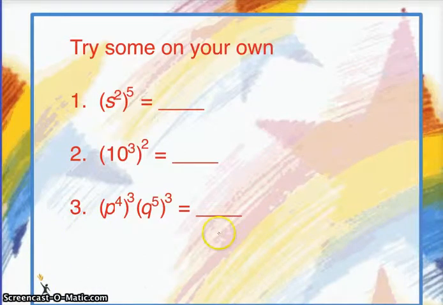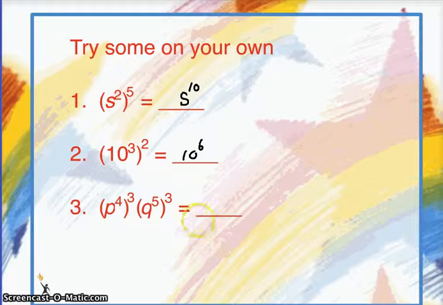Okay, so let's see how you did. So here we have s to the second power, all that raised to the fifth power. According to our rule, we would multiply our exponents together. So we have s to the 10th power, because 5 times 2 is 10. The second example, we have a base of 10 to the 3rd power, all that raised to the 2nd power. Multiply that together. 3 times 2 is 6.